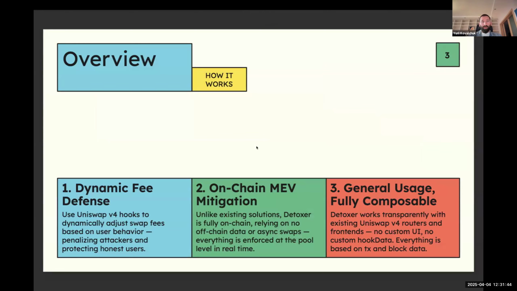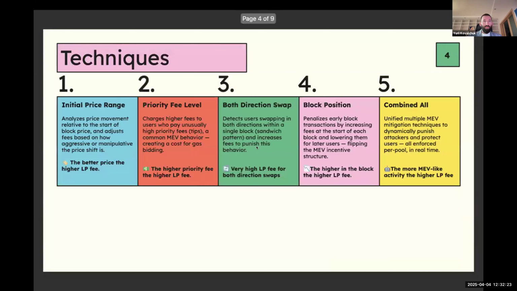All of the hook decisions here are dynamic fee hooks. So it increases fees for MEV activity behavior like attackers, and decreases fees for honest users and victims. It's a completely on-chain approach without any async swaps, off-chain data relation, etc. And it's also general usage, fully composable, and it doesn't require any custom UI or custom hook data, etc. For version 1, it's very simple, just based on transaction and block data.